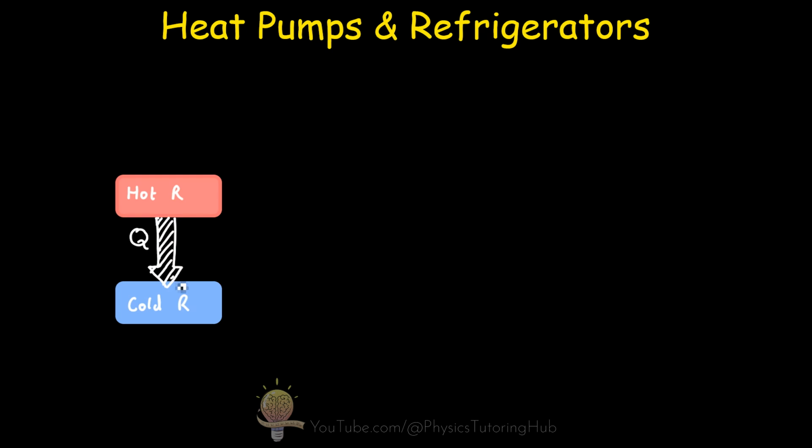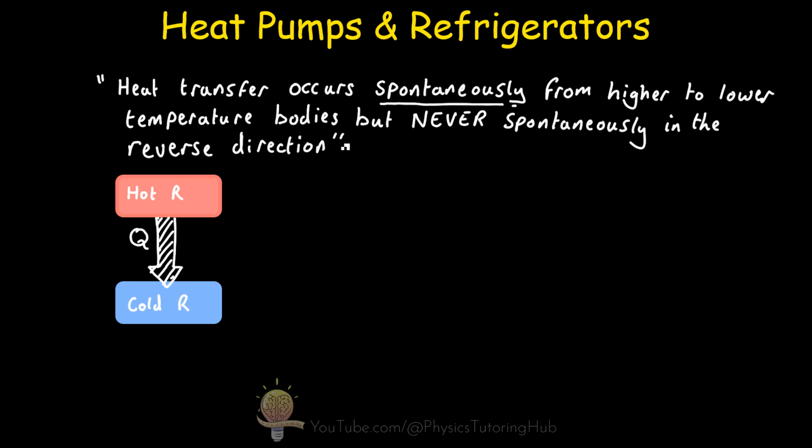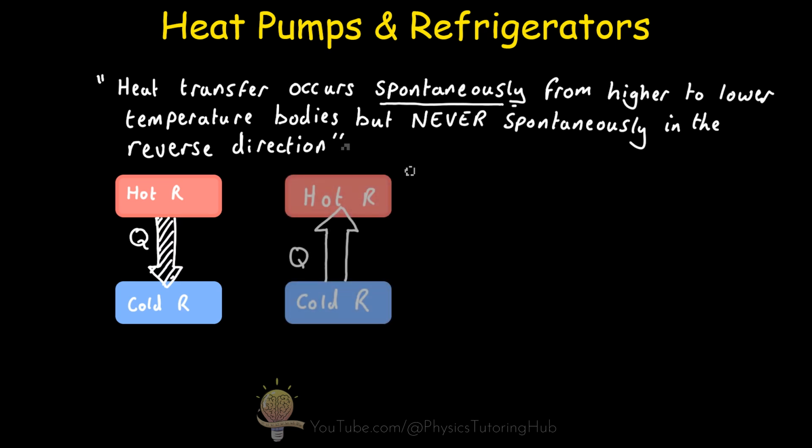In the last lesson, we saw that heat naturally flows from a hot reservoir to a cold reservoir, and we stated this as one of the expressions of the second law of thermodynamics. Heat transfer occurs spontaneously from higher to lower temperature bodies, but never spontaneously in the reverse direction.